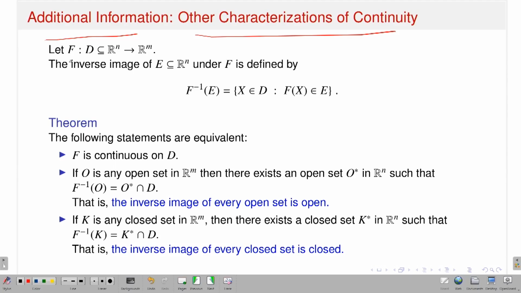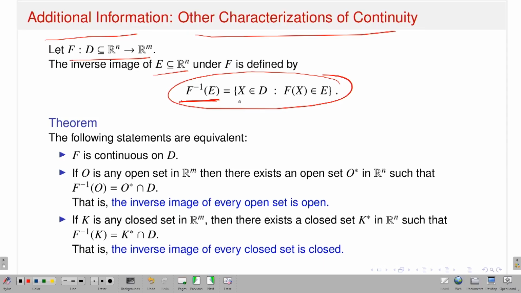So what I am doing, I am starting with a function capital F, which is from D subset of Rn to Rm. I am considering a set E, which is a subset of Rm. Then I am defining a set: capital F inverse of E. Please remember, this is not the inverse of the function. This is called the inverse image. That means this is just a notation. It is a set. What sort of set?